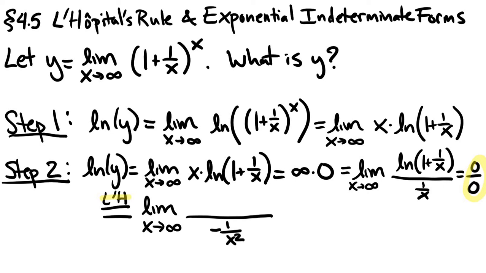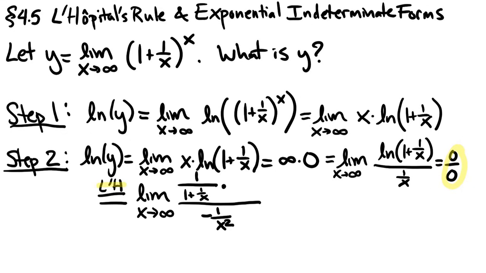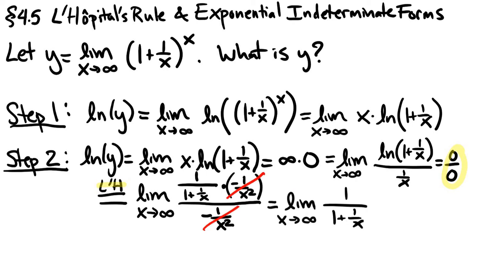In the numerator, we have a composition, so we have to use the chain rule. On the outside, we have the natural log function. And when we take the derivative of the natural log function, we get 1 over whatever's inside. And then the chain rule says we have to multiply by the derivative of what's inside. The derivative of 1 plus 1 over x is also minus 1 over x squared. Well, we have the same thing on the bottom, so those two cancel out. And algebra just gives us the limit as x goes to infinity of 1 over 1 plus 1 over x.